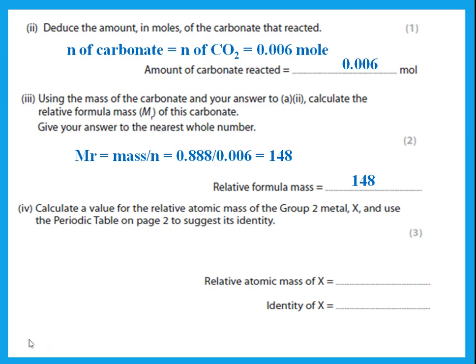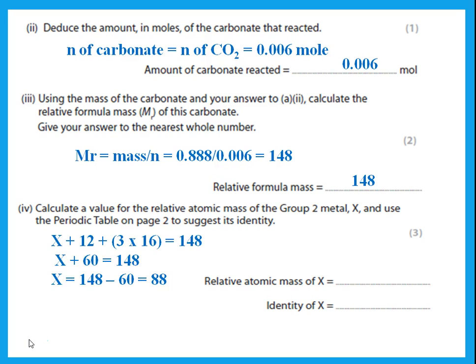Calculate the value for the relative atomic mass of the group 2 metal X and use your periodic table to suggest its identity. Now, I have calculated that the molecular mass of X carbonate is 148. So the X with the carbon and the 3 oxygens is a total of 148. So what is the X? The X comes out to be 88. So that means that the mass of the atom X is 88, and I look at the periodic table and find which one has a mass of 88. I find that that is strontium.